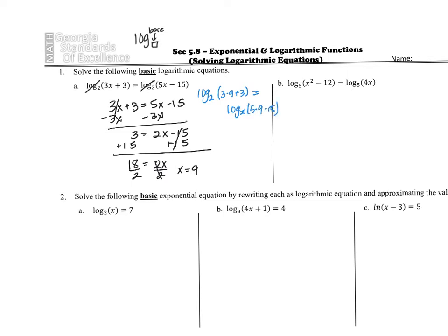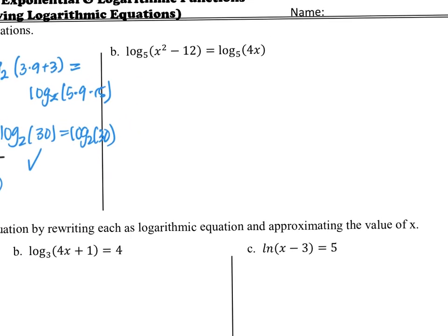Okay, so put these into your calculator. Make sure that they equal each other, and they do. You have log base 2 of 30 does equal log base 2 of 30. So therefore, it is checked. Okay, so now let's look at the next one.